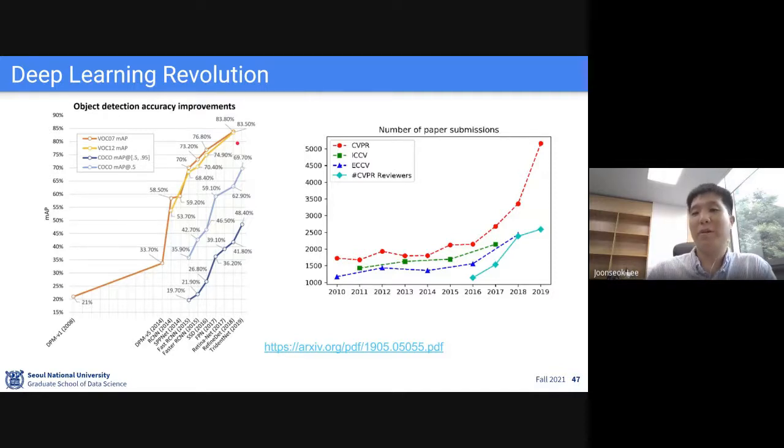People are continuously working on computer vision, and the number of paper submissions has multiplied. In 2021, it was over 10,000, which is five times larger than 10 years ago. So it's crazy, it's skyrocketing: the number of participants, submissions, reviewers, and all the things in the conferences.